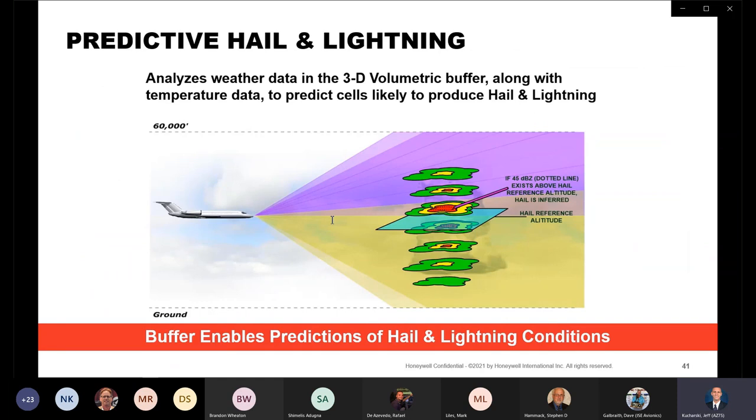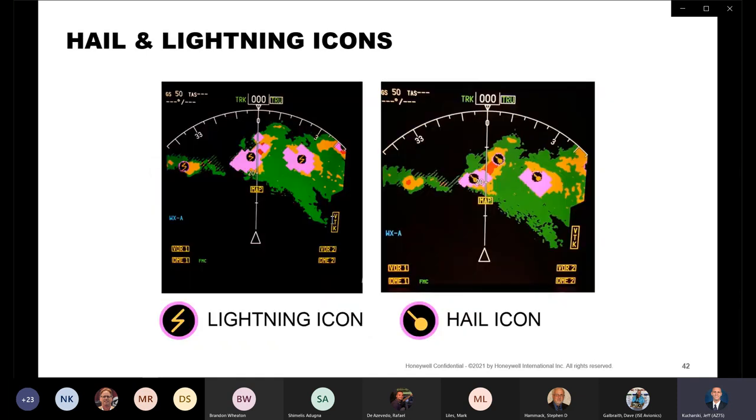One of the other great things about the 3D buffer is we have a database of live storm cell information that we can analyze to predict conditions conducive to the development of other weather hazards. By looking at vertical columns of the weather throughout the 3D buffer, we can find areas of convection. Then applying additional information, such as altitude and intensity of reflectivity, we can predict areas that are likely to produce hail and/or lightning. These are then presented on display as icons indicating the range and azimuth shown. Hail and lightning icons are shown out to 160 nautical miles and indicate that conditions are conducive to the development of hail and/or lightning. This provides additional information to aid you in making a deviation decision.